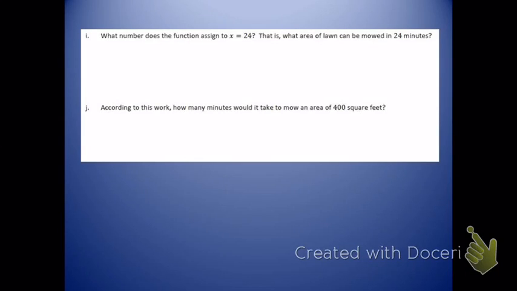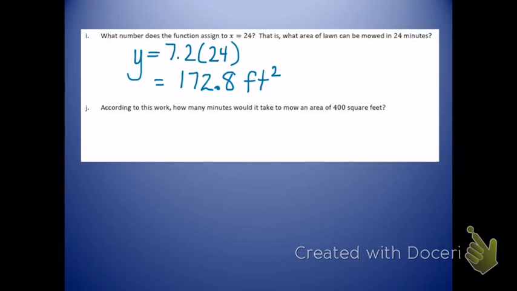Well, all I have to do is put that into my rule, 7.2 times 24, and I get 172.8 square feet. So that would be the output value for an input of 24.